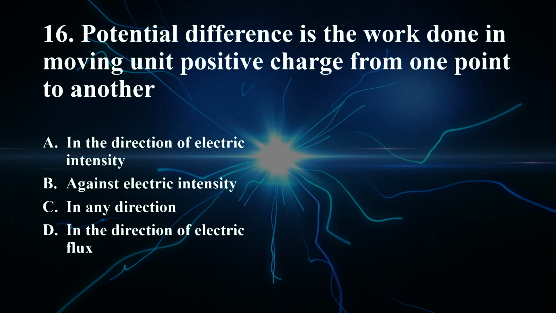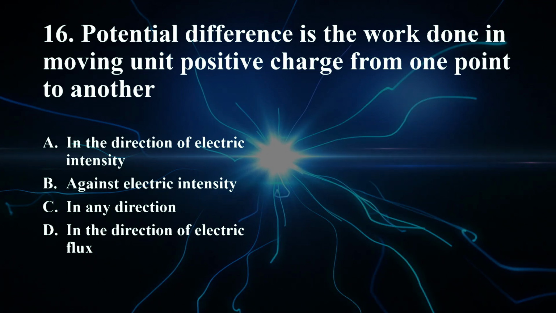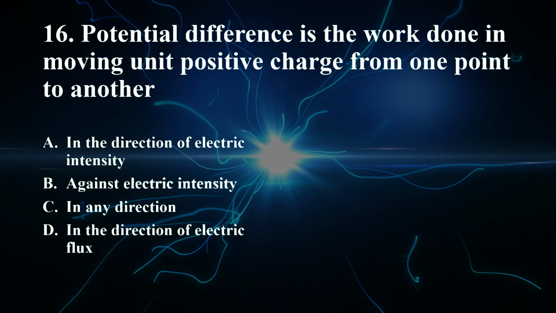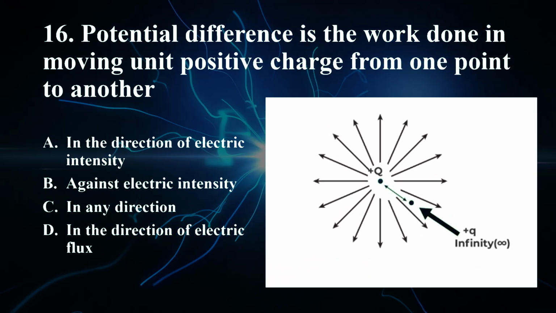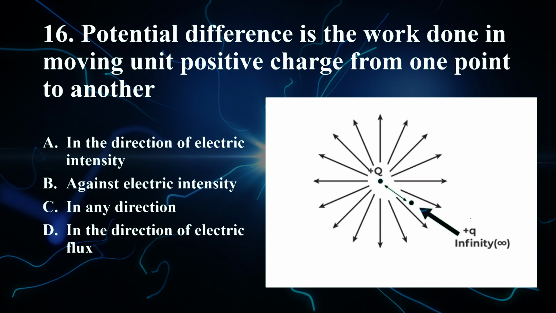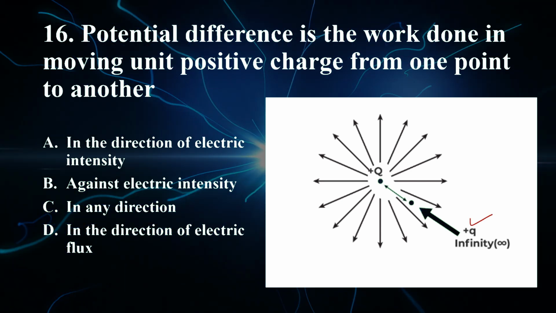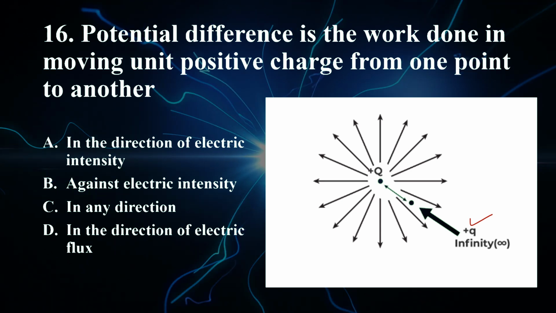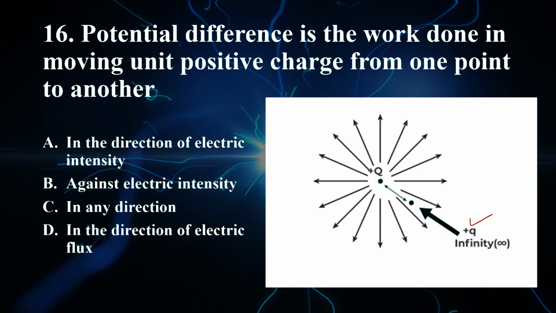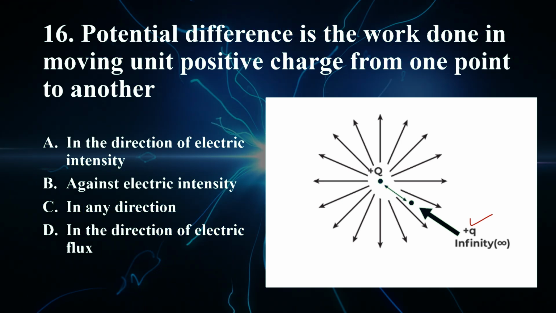Potential difference is the work done in moving a unit positive charge from one point to another. As I have just explained in MCQ number 7, electric potential is the work done on a test charge in moving against the field. The source charge and the test charge have the same nature of charges, so there is a repulsive force between them, and this charge will not want to move towards the source charge.